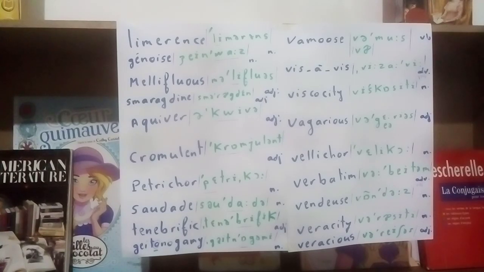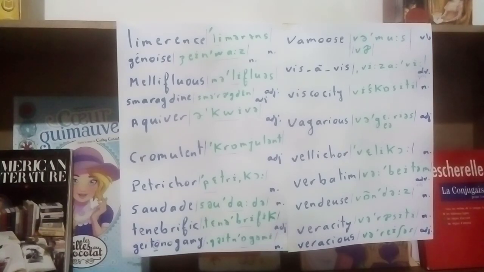In this video, I will demonstrate for you the pronunciation of these 19 words. Limerence, Genoise, mellifluous, smaragdin, equiver, cromulent, petrichor, saudade, tenebrific, gaetnogamy. The second list: vamose or vamoose, vis-a-vis, viscosity, vagarious, valicore, verbatim, vendeuse, veracity, veracious. As you see, beautiful words with beautiful sounds.